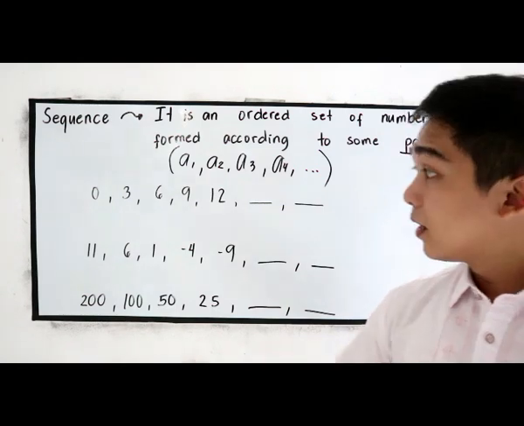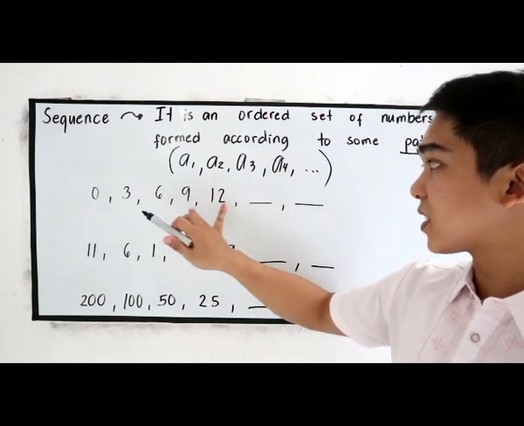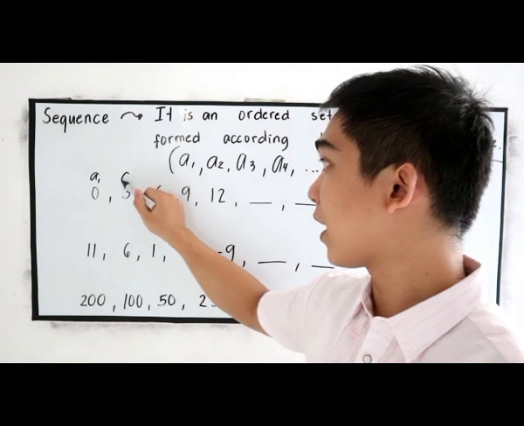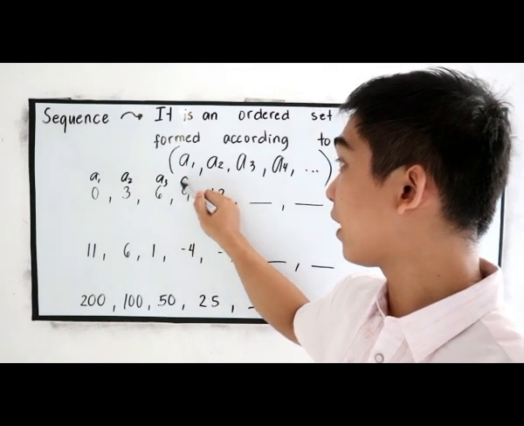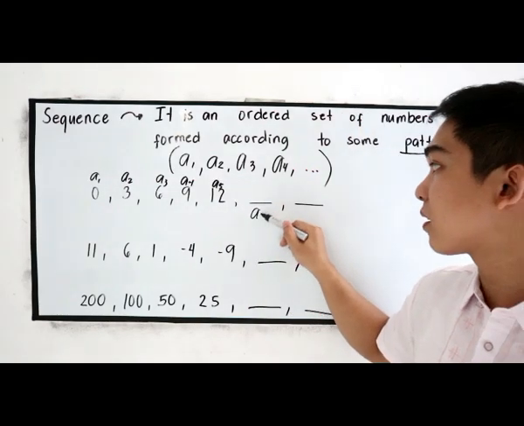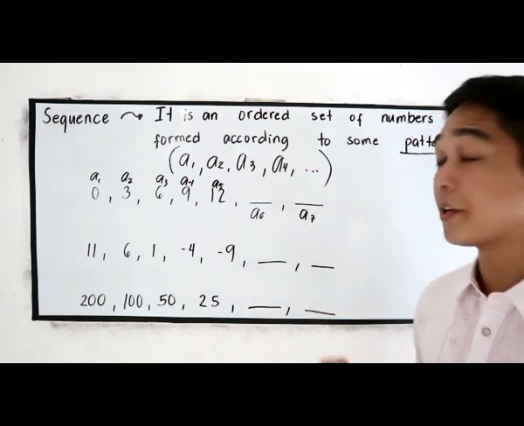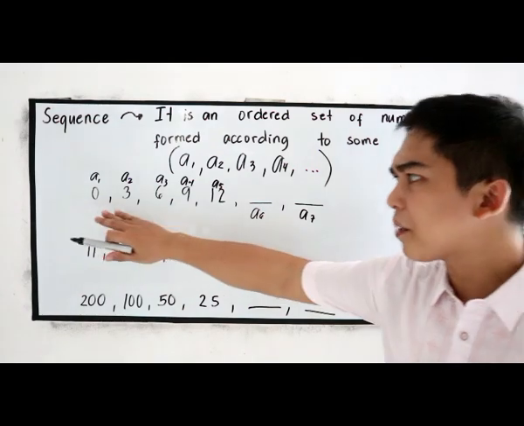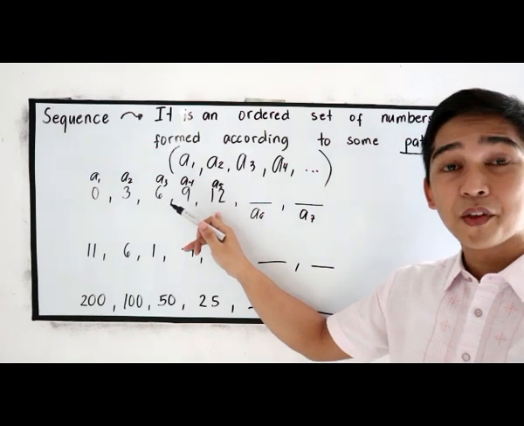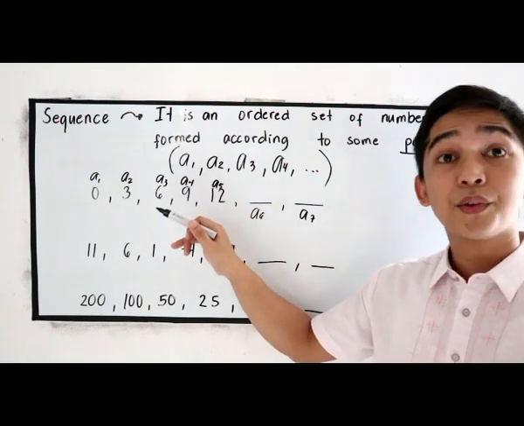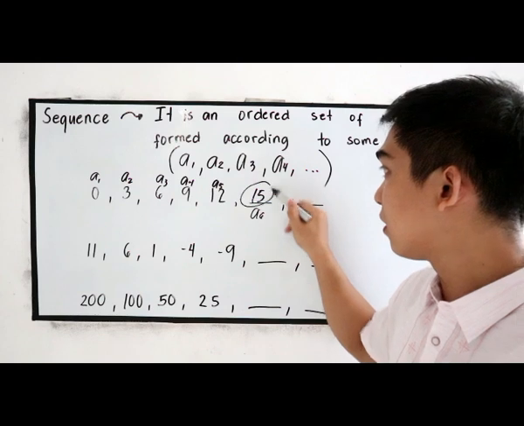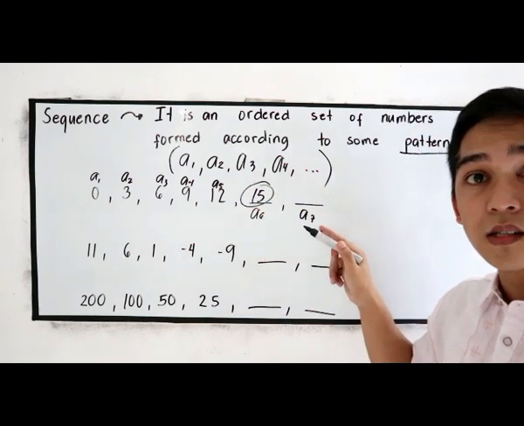Okay? Let's say we have 0, 3, 6, 9, 12. So this is our A sub 1, A sub 2, A sub 3, A sub 4, and A sub 5. What will be our A sub 6 and A sub 7? Look at the pattern. 0, 3, 6, 9, 12. The pattern is the multiples of 3. So next will be 15. Next to 15 is 18.